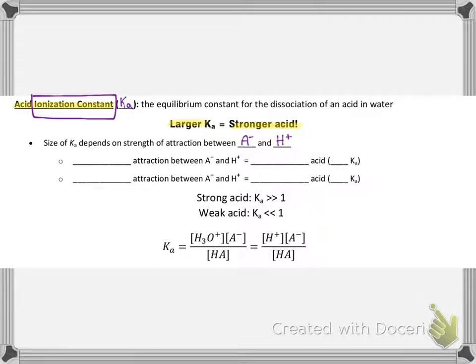So the stronger that attraction, the weaker your acid will be, with a lower Ka value. But of course, if there's a weaker attraction, then it's easier to get rid of the H. You have a stronger acid.